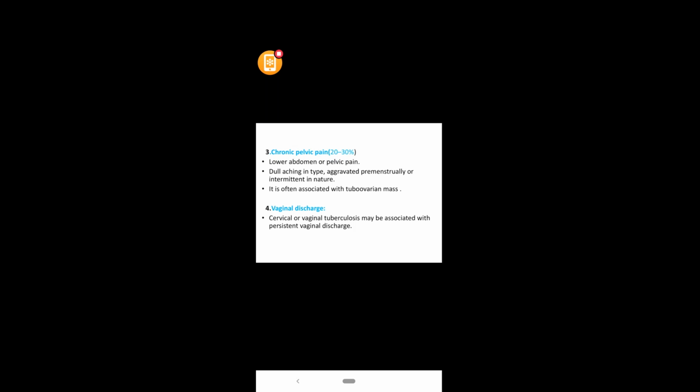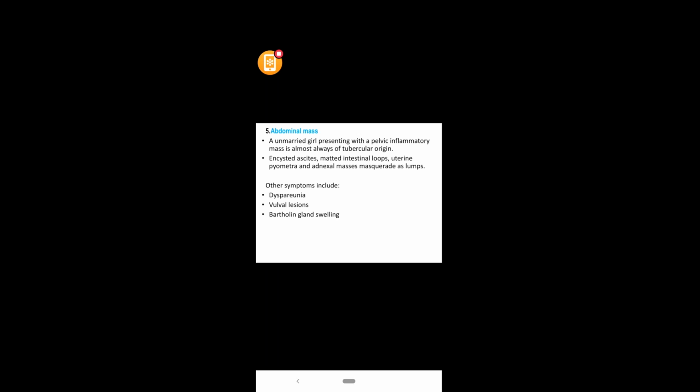And the next will be chronic pelvic pain. Around 20 to 30% of patients will have chronic pelvic pain. They will have a dull aching pain, which is aggravated premenstrually, or this can be intermittent in nature, and this is generally associated with a tubo-ovarian mass. And the other symptom will be vaginal discharge. Cervical or vaginal tuberculosis may be associated with persistent vaginal discharge. And the other finding will be the abdominal mass.